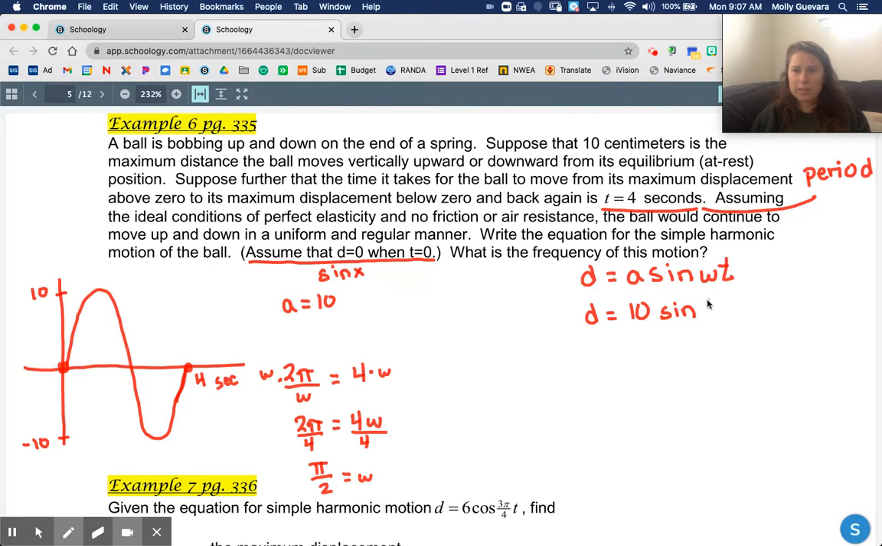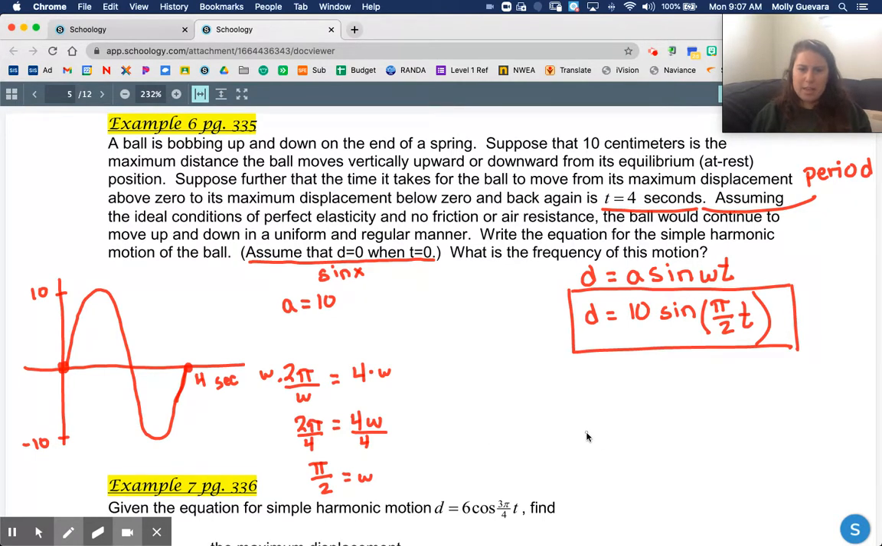So that tells me that this is pi over 2 t. So there's the equation. All right, write the equation. And then the next thing is, what is the frequency? Well, frequency is equal to 1 over time.